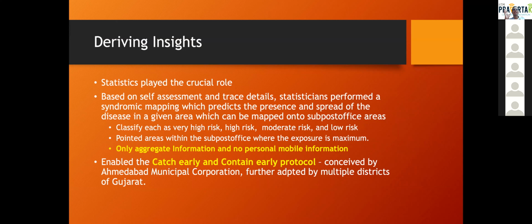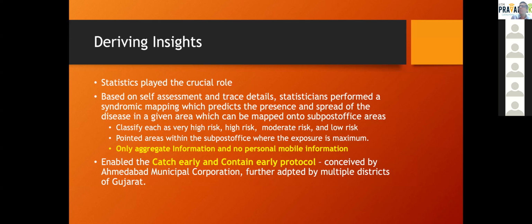And we pointed out areas within the post office where the exposure is maximum. These things we could say: so many people are calling from here, so there is some issue here. Go test. And what we provide to the people is only aggregate information and not the personal mobile information. We are giving aggregate information: oh, so many people are there, some 100 people are there from this area. We will not say which 100 for this type of activity. And there again, privacy and anonymity is maintained, right?